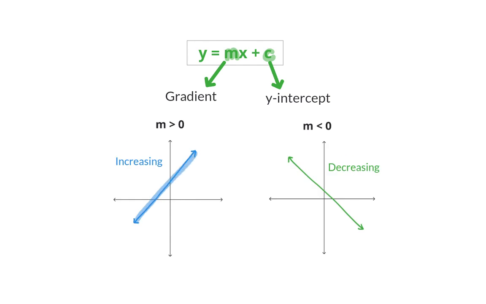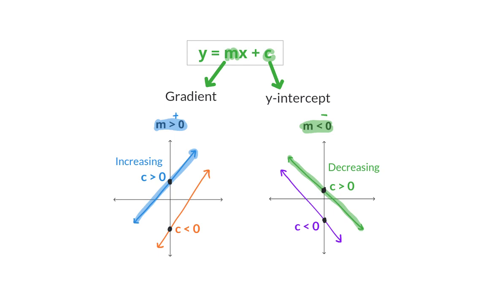An increasing graph has a positive gradient or m value, and a decreasing graph has a negative m value. In both these examples, the c value is positive. And here we now have two examples where in both of them the c value is negative. So without any extra information, by just looking at a graph, we can determine whether the m and the c value is positive or negative.